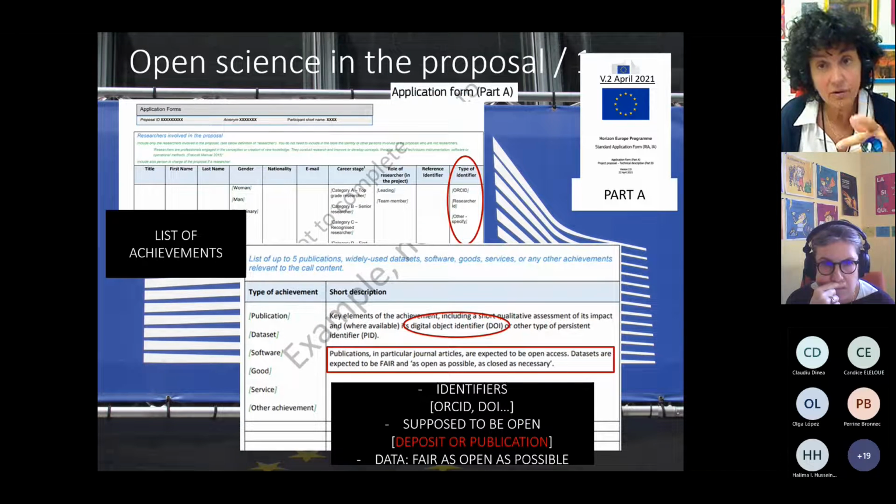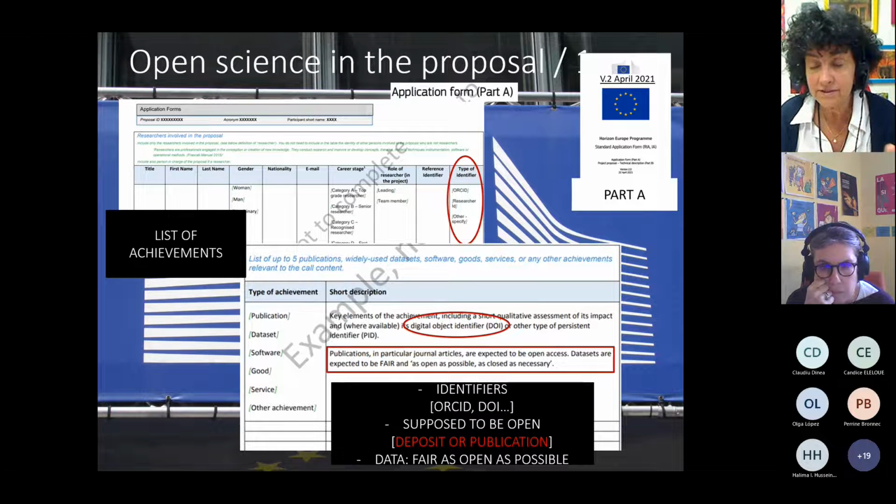Just to be practical, open science in the proposal, in part A, in the list of achievements, you will put 5 achievements, which are not publication only, can be a data set, can be a lesson, can be a project, whatever. Publications, as you can see here, in particular journal articles, are expected to be open access.